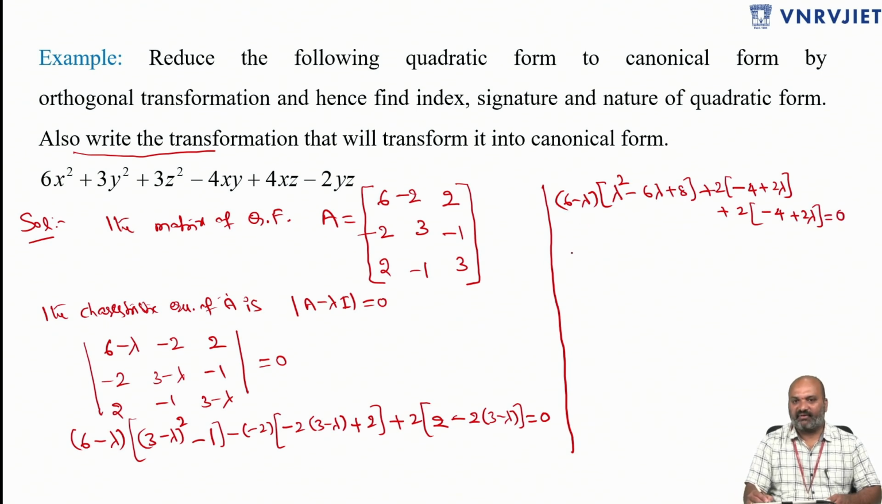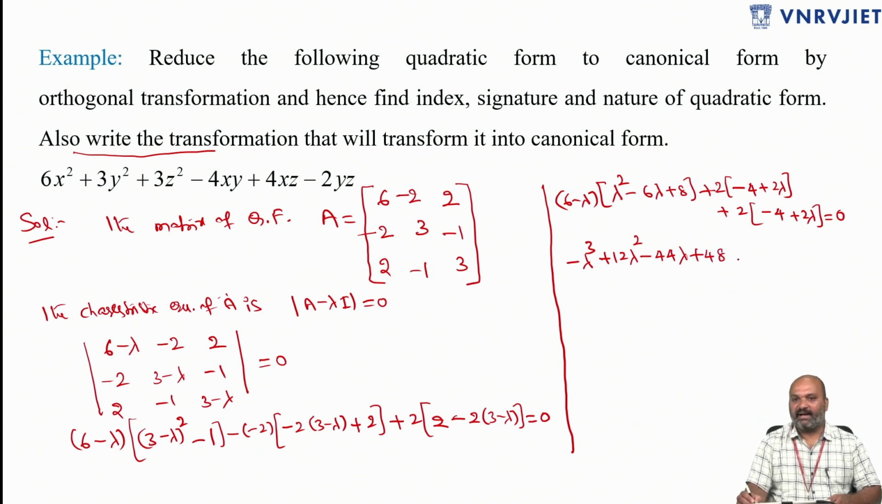Let's simplify. First the cube term: minus lambda into lambda square, it is minus lambda cube. Next, lambda square term: plus 6 lambda square, plus 6 lambda square, plus 12 lambda square. Next, lambda term: minus lambda into plus 8, minus 8 lambda, and minus 36 lambda. So, minus 44 lambda. And constant term, 8 sixes are 48.